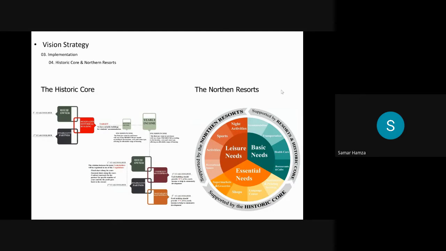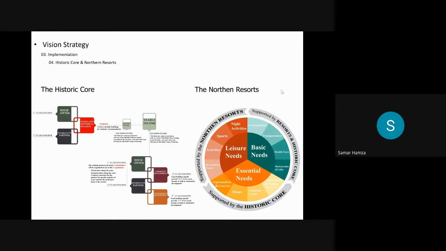After that, we started to think about how this implementation would affect the historic core and the northern resort as a part of the focus area. So we took the historic core as an example. We can propose that the deteriorated buildings in the historic core can work as dorms for the students that will come to this institute. So we have here maybe a plan for how we can get an income from this and how this income can be distributed to different aspects.